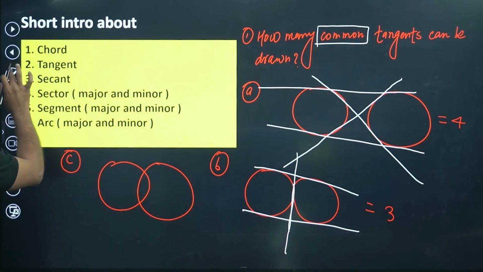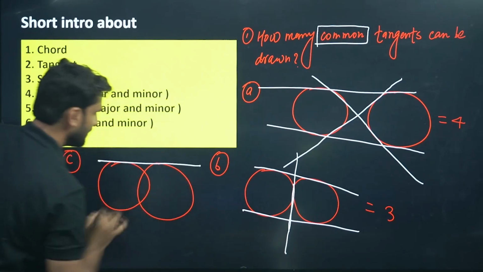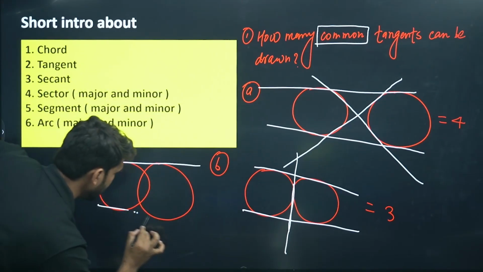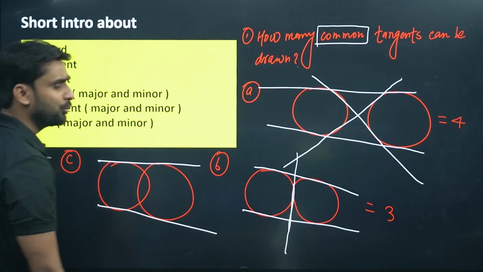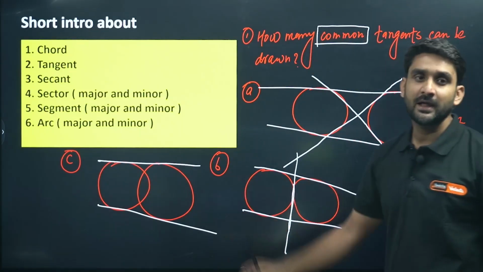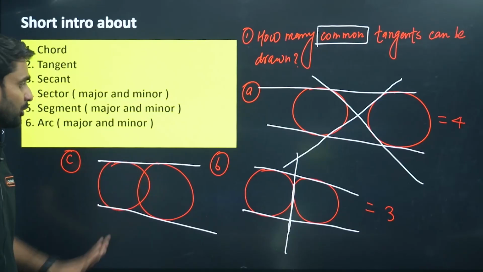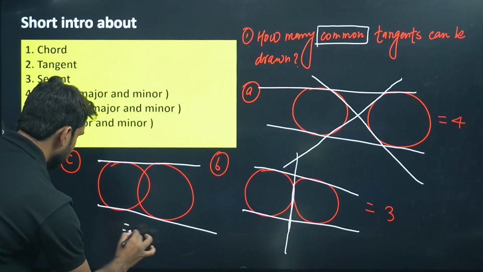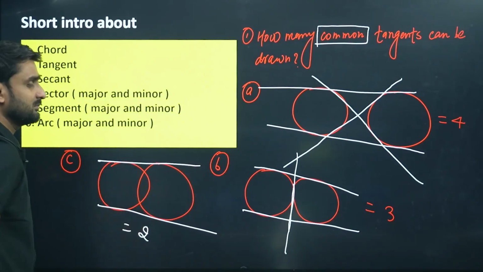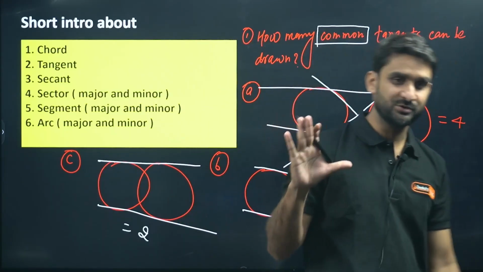The number of common tangents will be the first common tangent, the second common tangent, only 2 common tangents. Just go through the diagram. Please see the diagram. How many common tangents will be there? Only 2 common tangents will be there. So please keep it in mind. Such questions are generally asked in the board exam in your objective section.